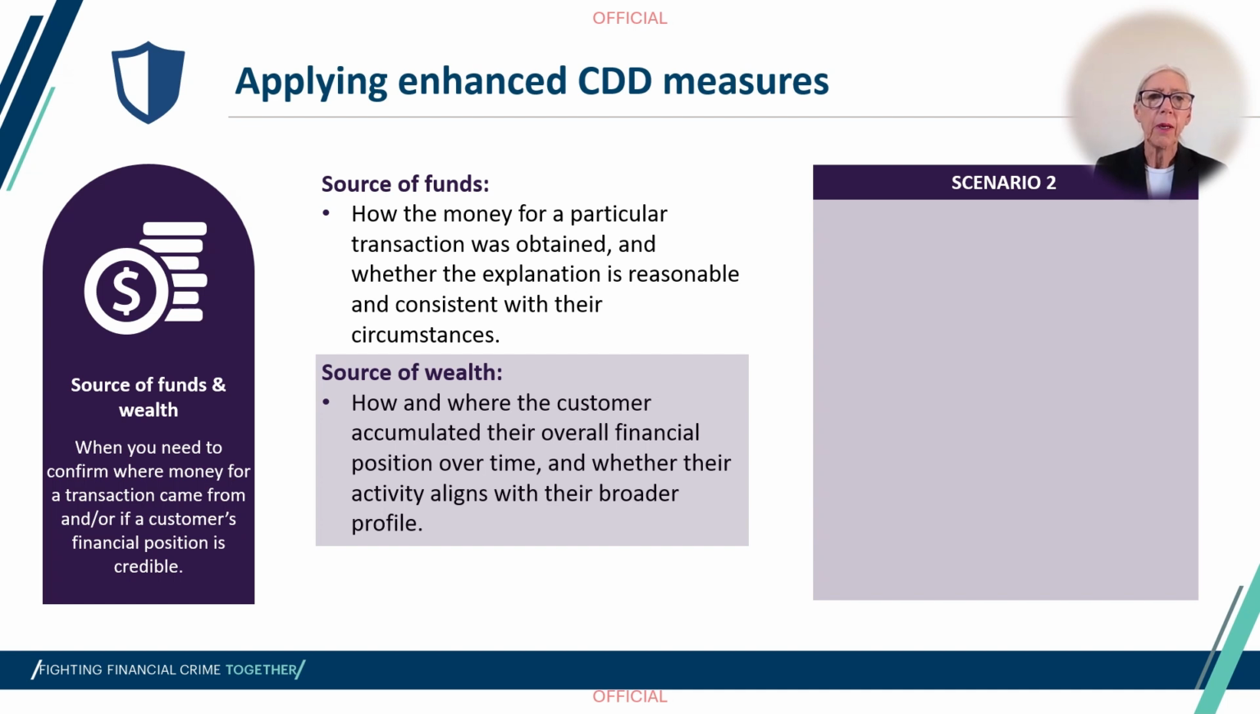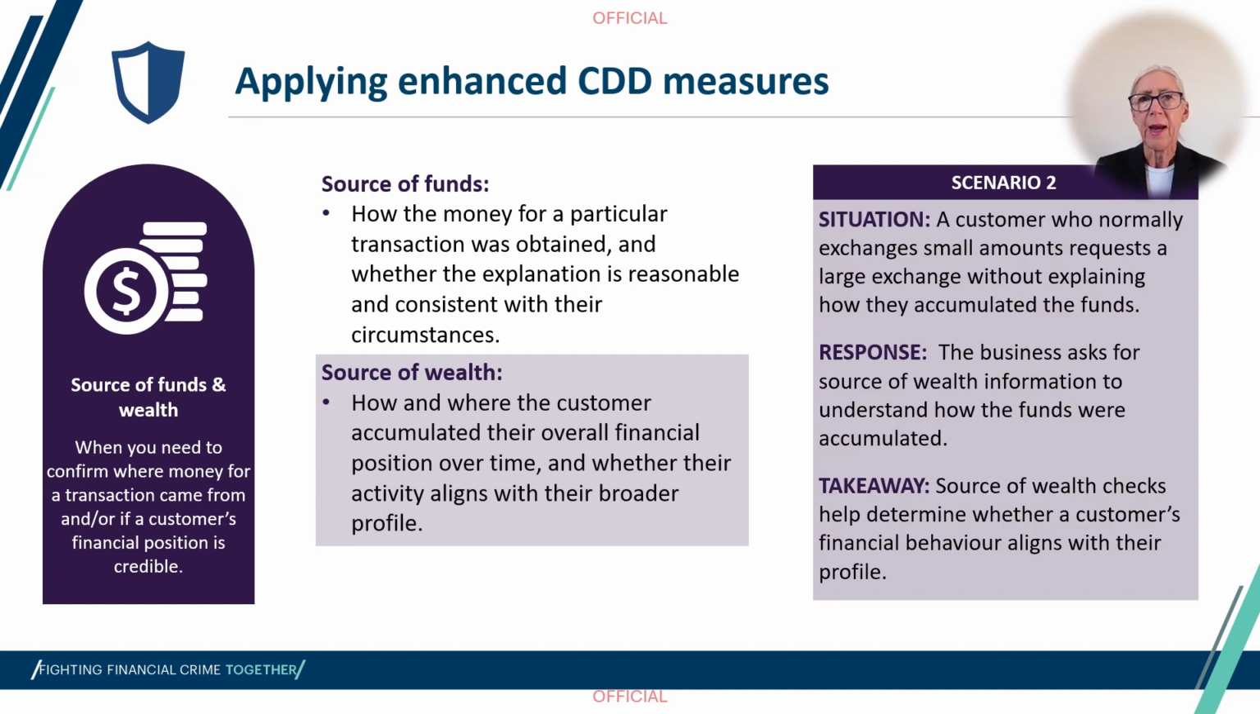For example, a currency exchange business has a regular customer who they know from previously provided information that their occupation means they earn a median salary in Australia. They usually exchange small amounts for travelling to visit family. During a later visit, the customer requests to exchange over $300,000. The customer gives a general explanation, but it's not clear how they accumulated the funds for such a large transaction.